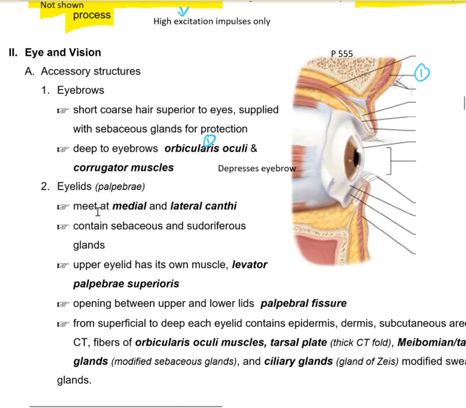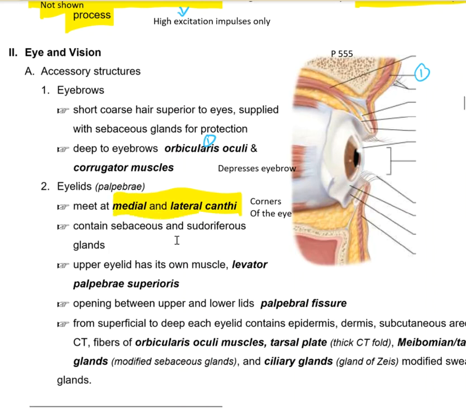And then let's look at the palpebrae. So the eyelids, right? So here's an eyelid here, here's an eyelid here, meet at the medial and lateral canthi. And the medial and lateral canthi are the corners of your eye. So if you look in the mirror and you see where your eyes kind of go and meet at the ends, these are the corners of the eye. So a medial one is in towards your nose and the lateral one is out towards your ear.